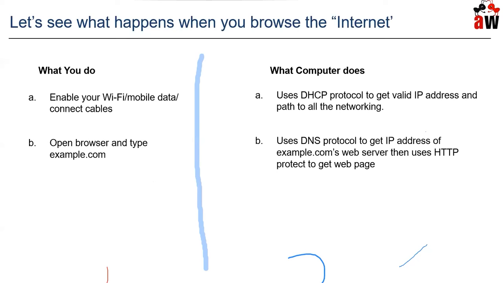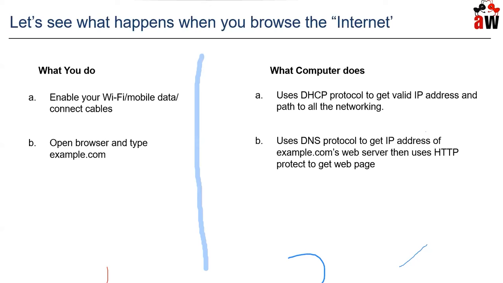So it's going to use a protocol called DNS, which is basically a domain name service or domain name protocol, which gives the IP address of that particular web server, for example example.com's, where you are actually going to get the web page. Now, the computer assumes certain things. As you have opened a browser, which is software used to display web pages, the computer knows that this person needs to go to a web server to get the web page.